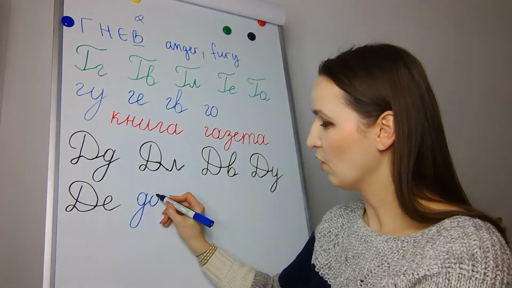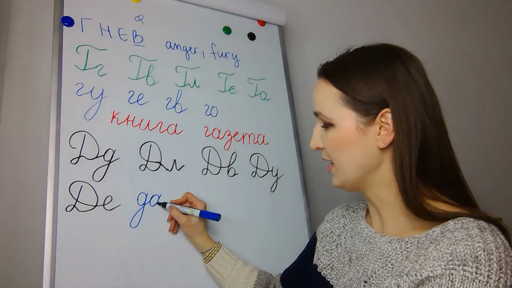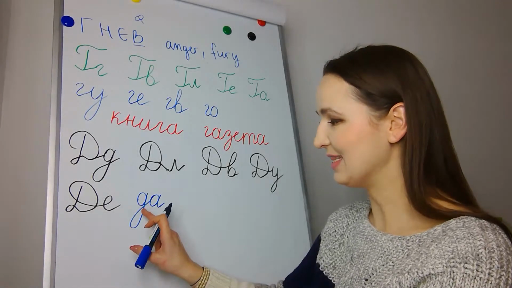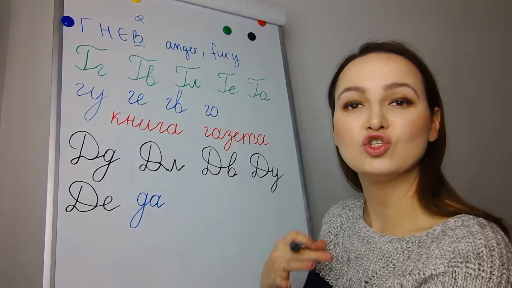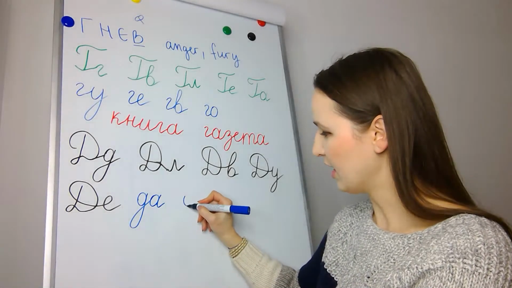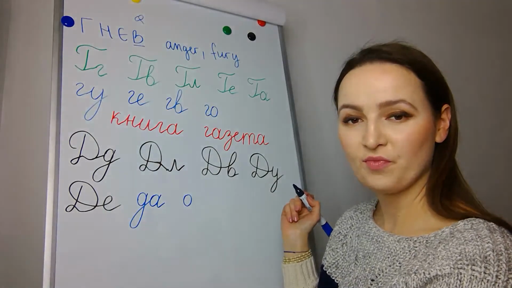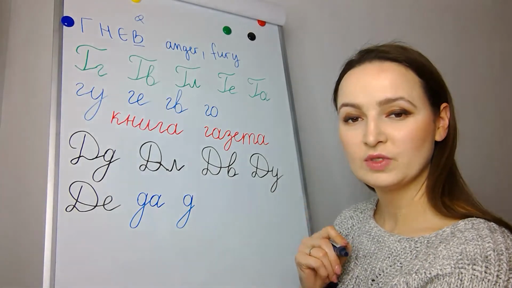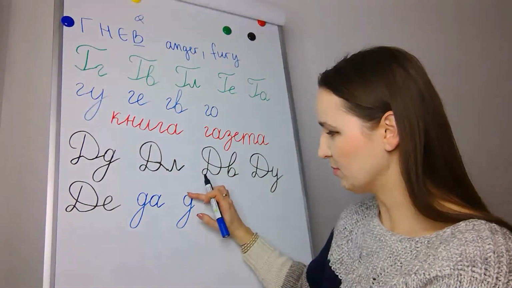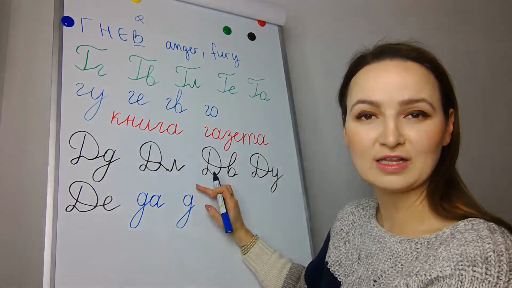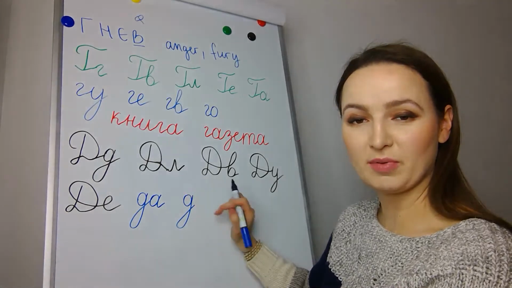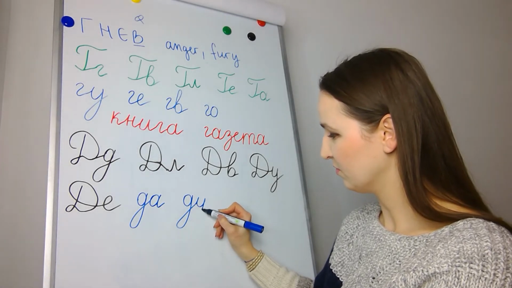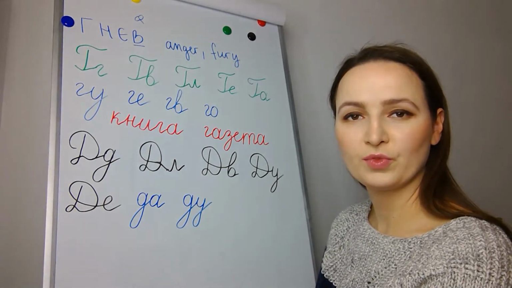A. O with a hand. Da. Now let's connect d with u and let's write du. Then a leg like this. And u is something like this, but without a roof. Let's call it a roof. Without this part here. 1, 2. Du.